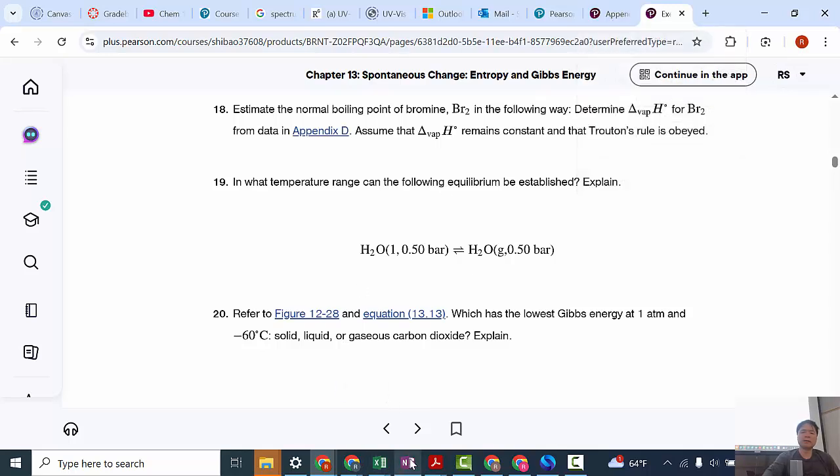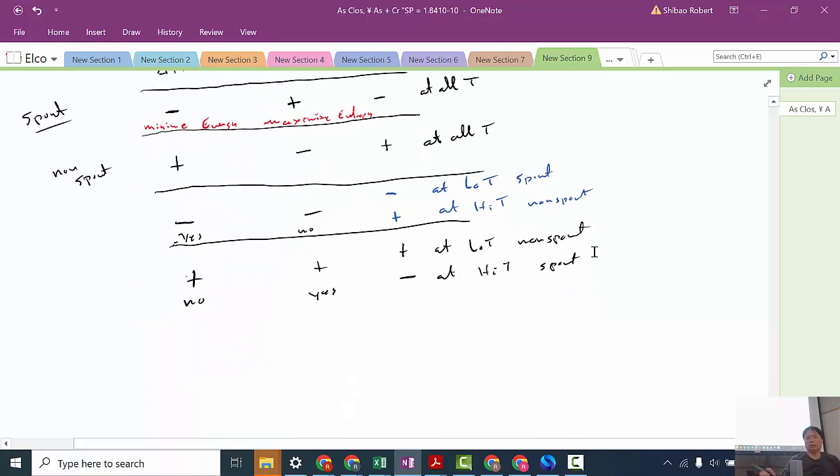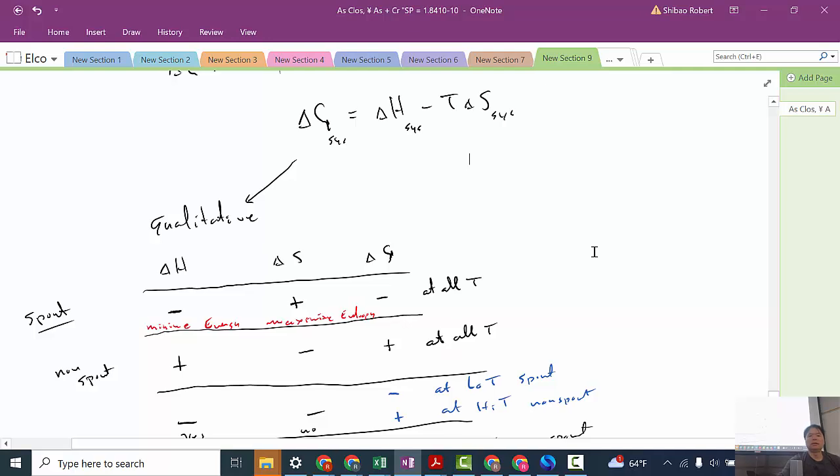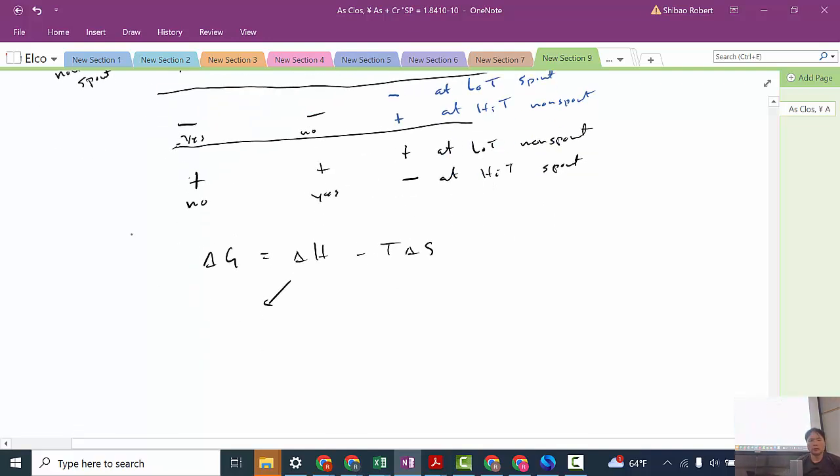Okay, let's move on here. So delta S and delta H are easy calculations, right? And so we need to determine the ways to determine delta G. Obviously, we want to know all the ways to calculate delta G.